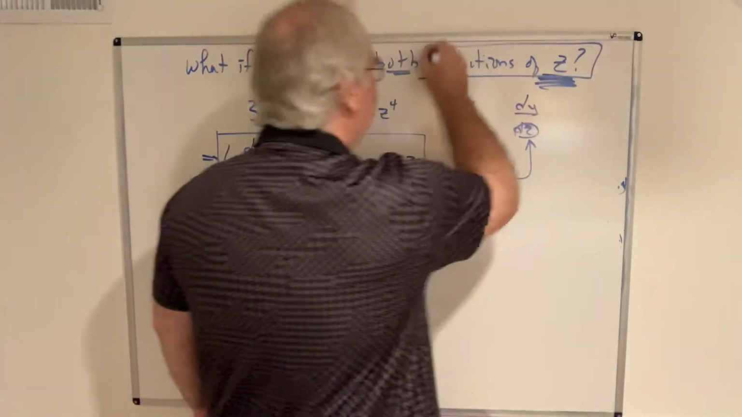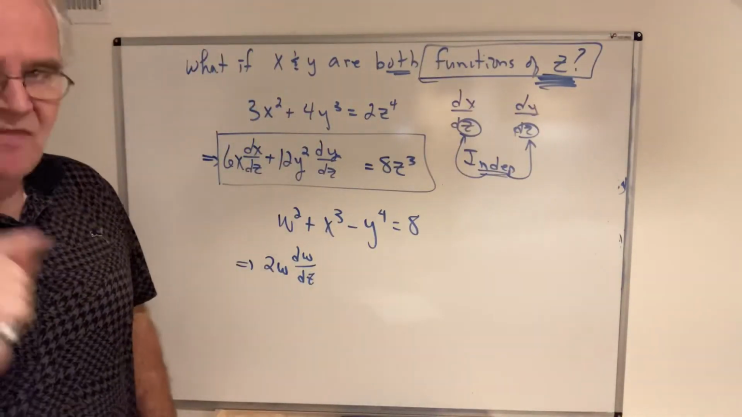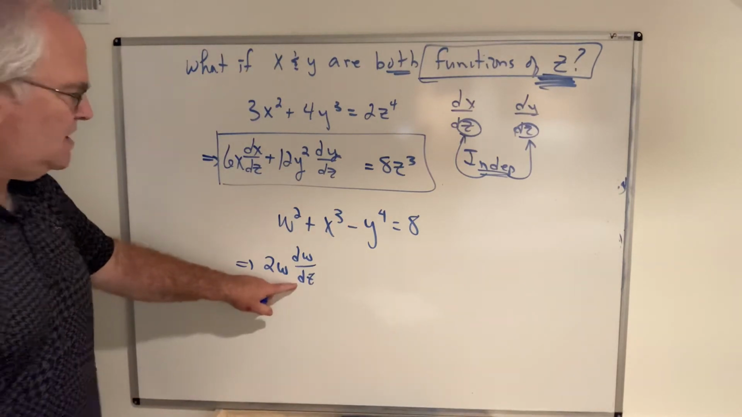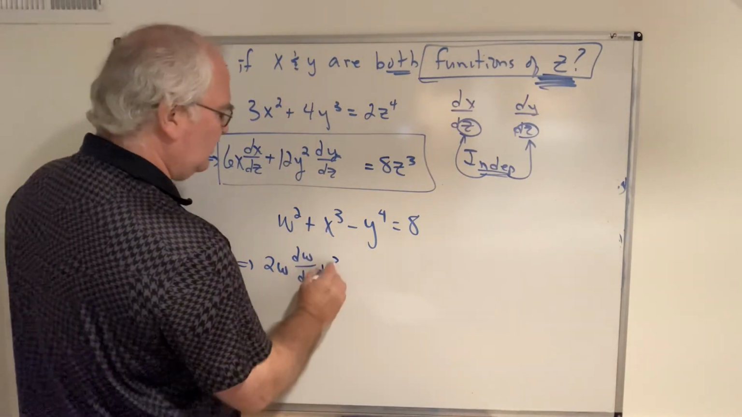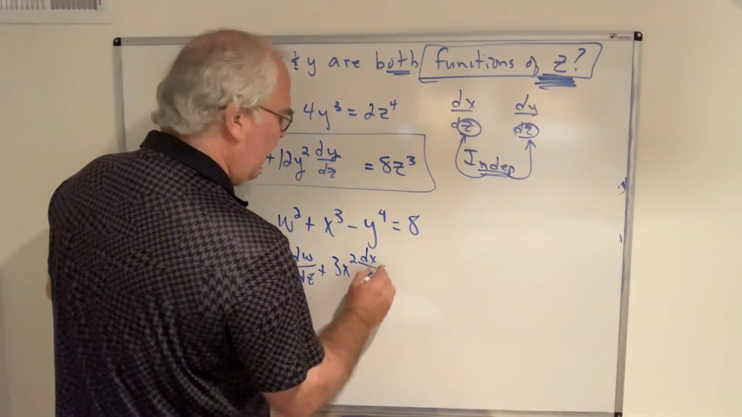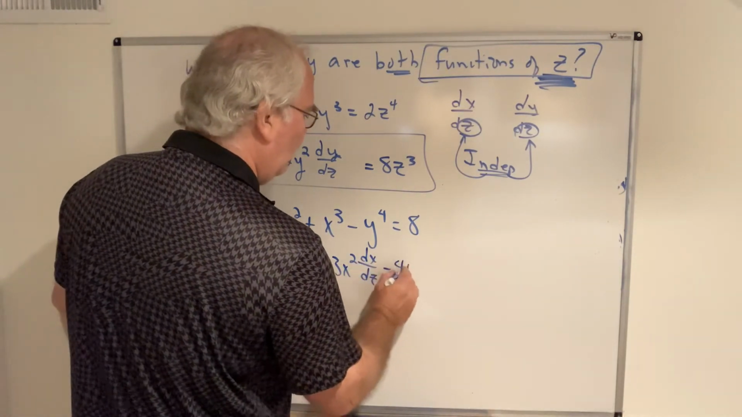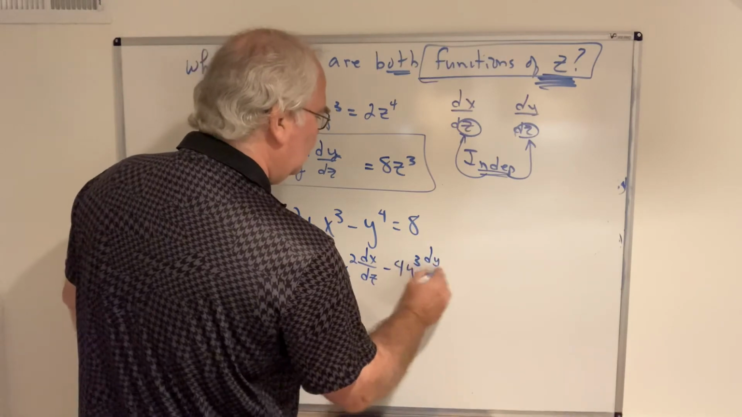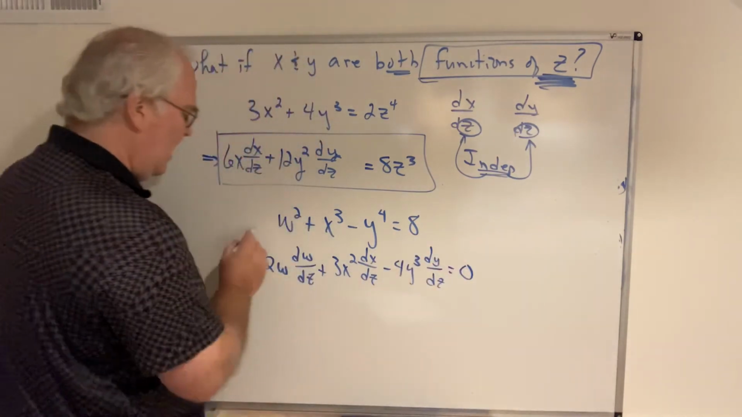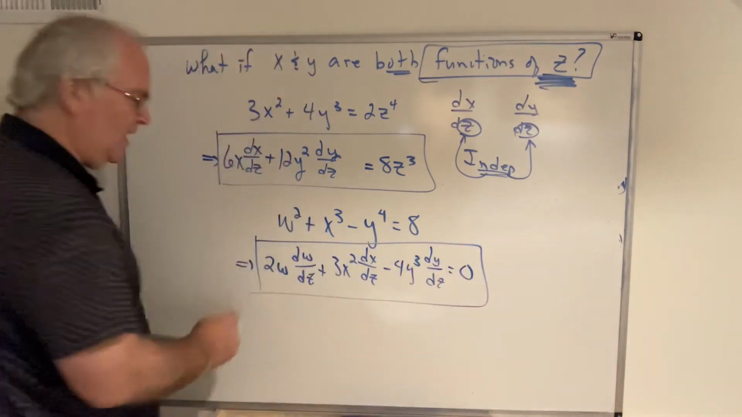Now, how do we know we're using dz? Because that must be given in the problem. So dw/dz, and then this is 3x squared dx/dz. And then this is minus 4y to the third, dy/dz, and then the derivative of a constant is 0. And then you do not solve for any of them.